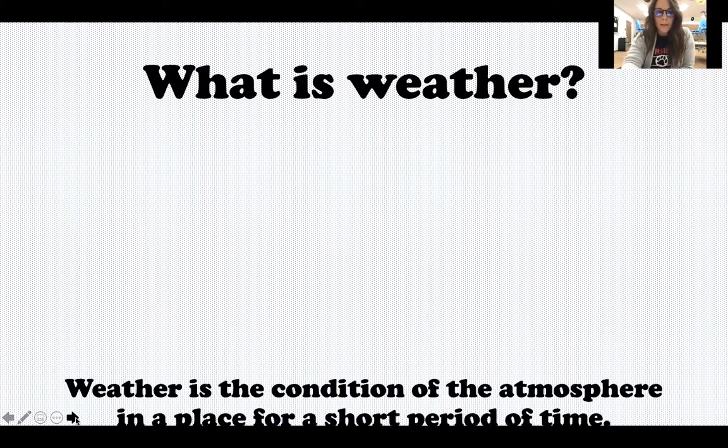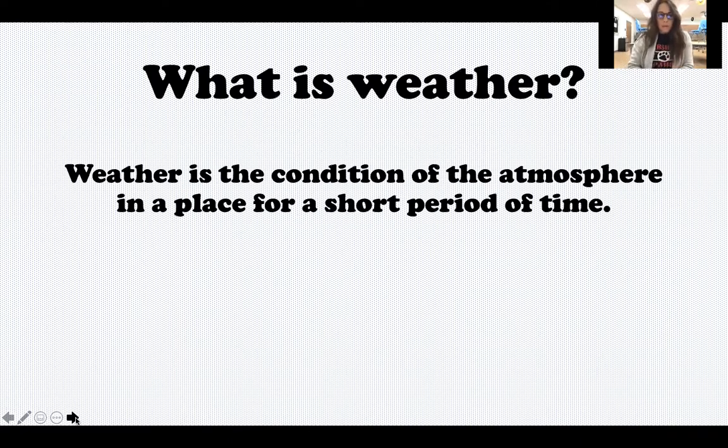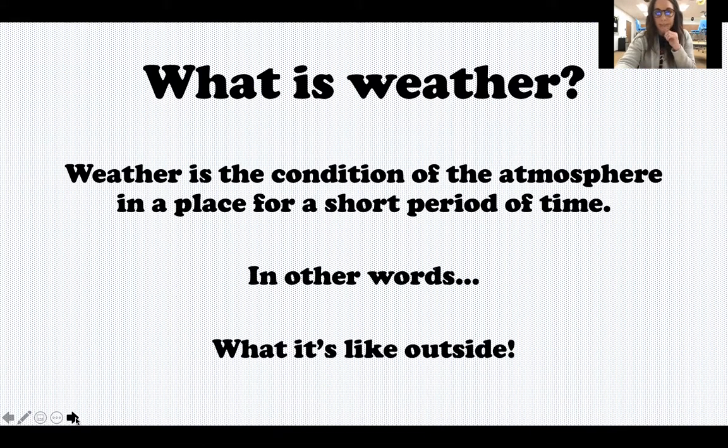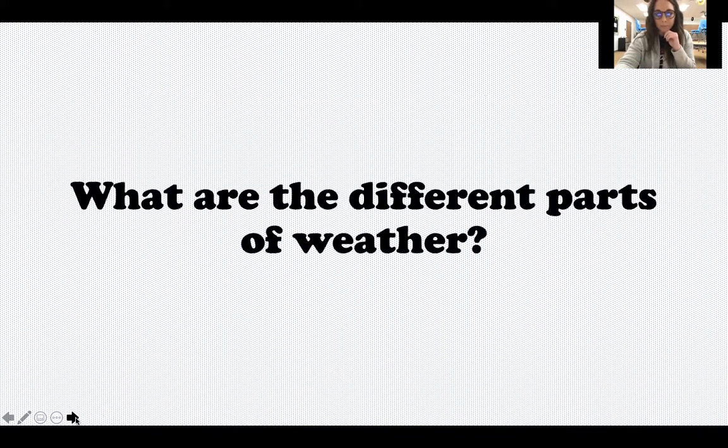So weather is the condition of the atmosphere in a place for a short period of time. That's what the word weather means. So the atmosphere is a layer of gases and clouds that surrounds the earth. It kind of acts like a blanket. And that's what controls our weather. Everything that happens up there determines what the weather is like down here. So, in other words, weather means what it's like outside.